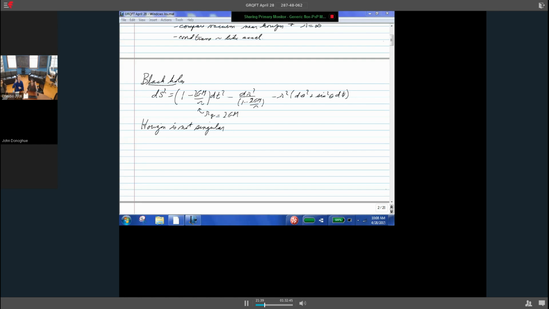The horizon is when the radius equals 2GM and these things blow up, but that's just an artifact of the coordinates.